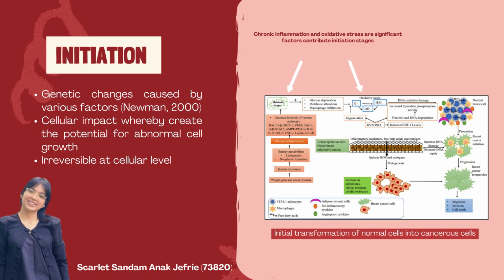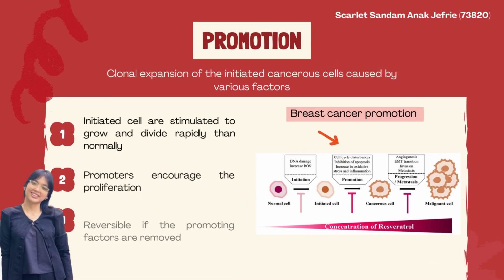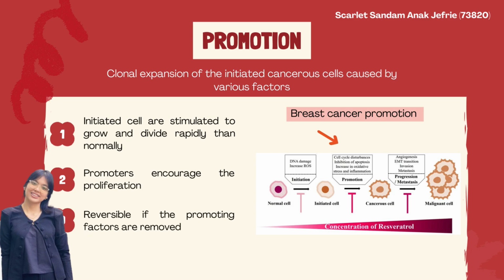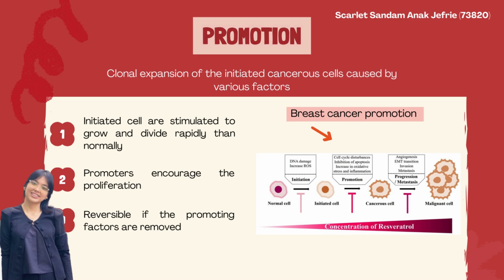The significant factors that can contribute to the initiation of breast cancer are chronic inflammation and oxidative stress, as we can see from this diagram. The second stage of breast cancer is promotion. It is clonal expansion of the initiated cancerous cell caused by various factors. During this stage, the initiated cells are stimulated to grow and divide more rapidly than normal. Promoters don't necessarily cause additional mutations, but they encourage the growth of cells that have already been initiated. These promoters can include hormones, chronic inflammation, or certain environmental factors. Interestingly, unlike initiation, the promotion stage can be reversible if the promoting factors are removed.